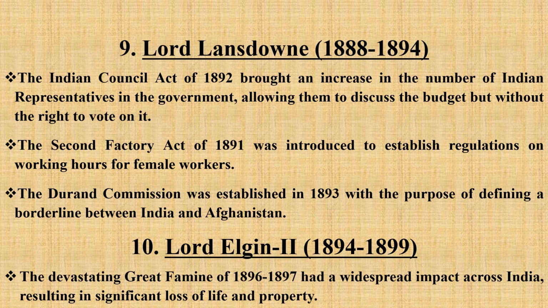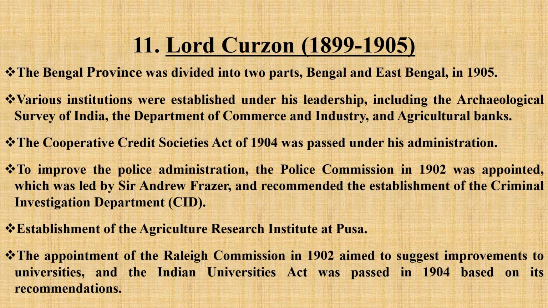Lord Elgin II, 1894 to 1899. The devastating Great Famine of 1896 to 1897 had a widespread impact across India, resulting in significant loss of life and property. Lord Curzon, 1899 to 1905.